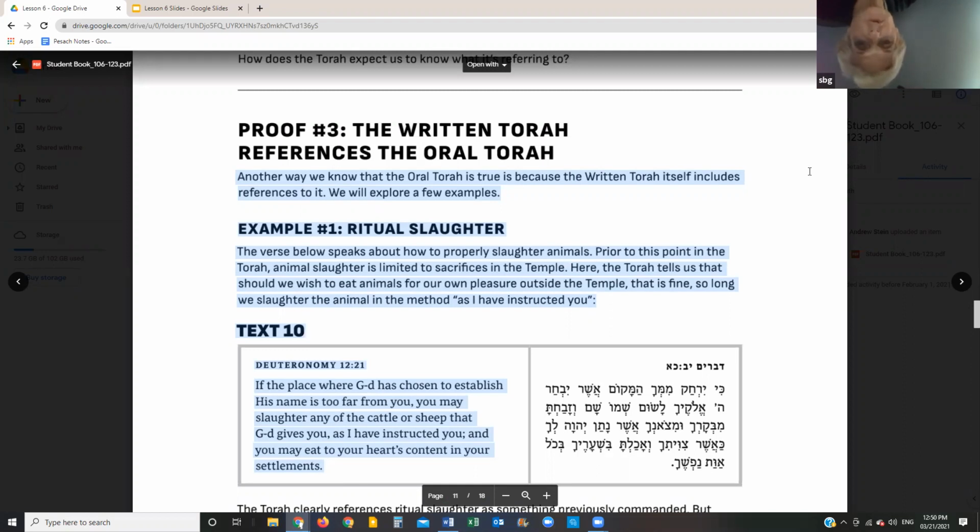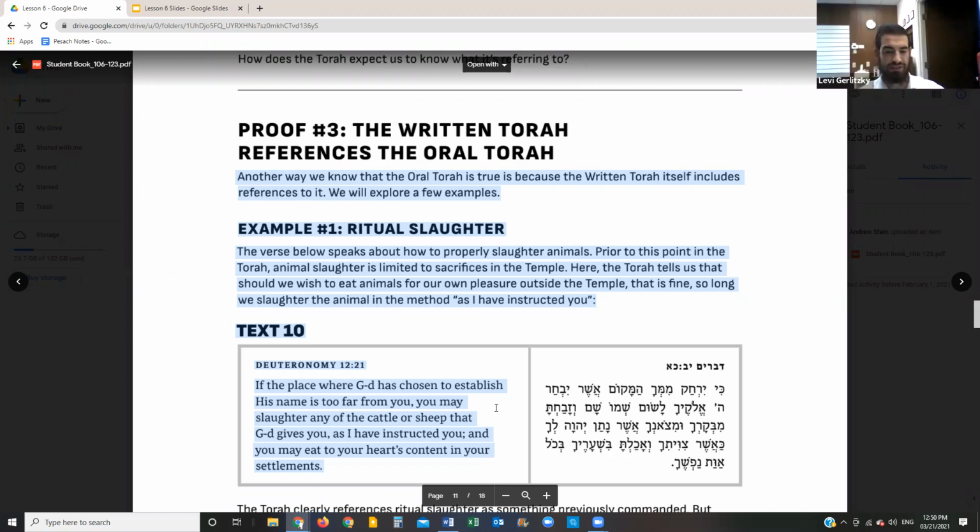Ritual slaughter. The verse below speaks about how to properly slaughter animals. Prior to this point in the Torah, animal slaughter is limited to sacrifices in the temple. Here, the Torah tells us that if we wish to eat animals for our own pleasure outside the temple, that is fine, so long as we slaughter the animal in the method as I have instructed you. If the place where God has chosen to establish his name is too far from you, you may slaughter any cattle or sheep that God gives you as I have instructed you, and you may eat to your heart's content in your settlements.